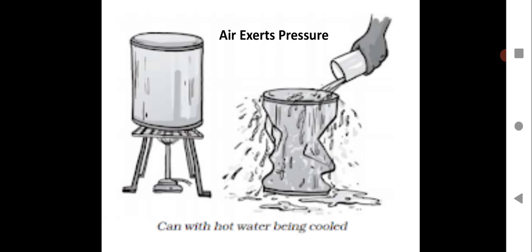This is the diagram. You just have a look at the image over here. Air exerts pressure. Here you will see a can with hot water. You take the can with hot water and immediately you pour cold water from outside, and it will get distorted. Why? This is a clear evidence of air exerting pressure.